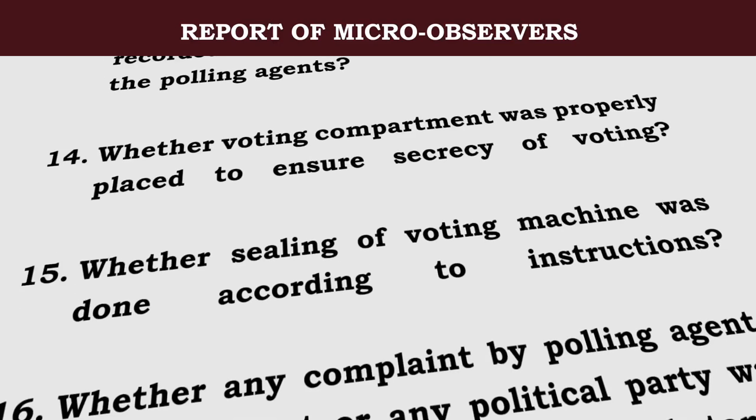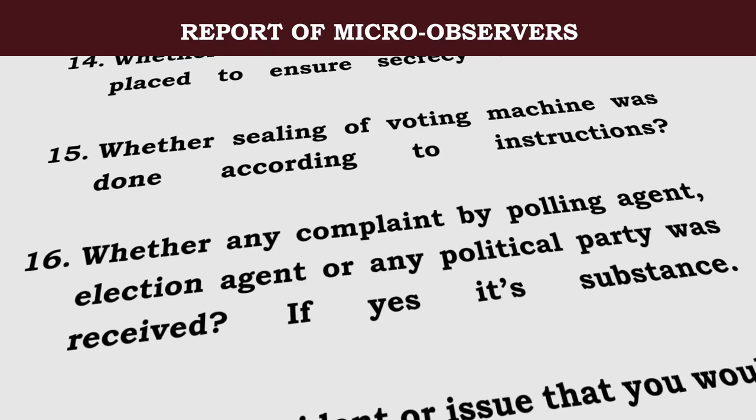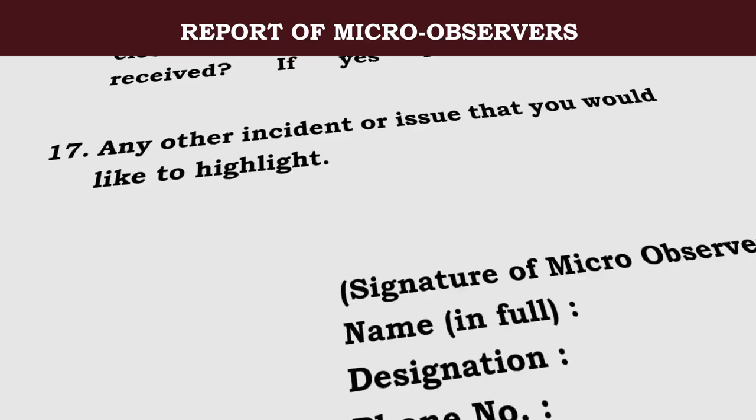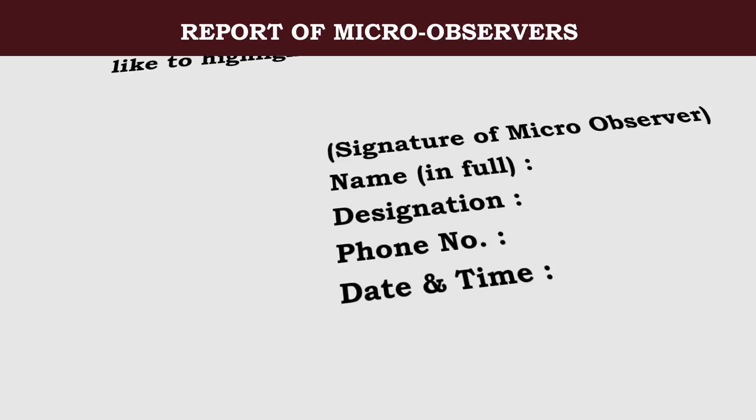Whether sealing of voting machine was done according to instructions. Whether any complaint by polling agent, election agent, or any political party was received. If yes, its substance. Any other incident or issue that you would like to highlight. This annexure should be signed by the micro-observer giving his full name, designation, phone number, date and time.